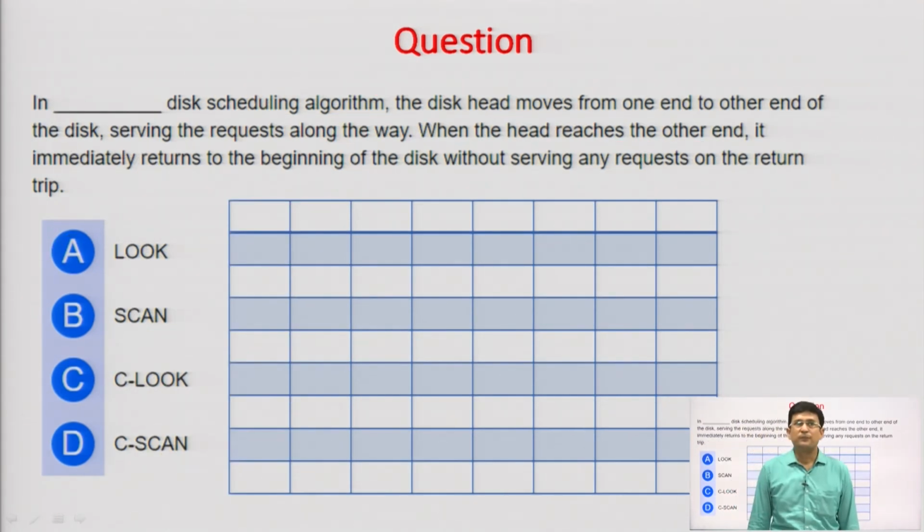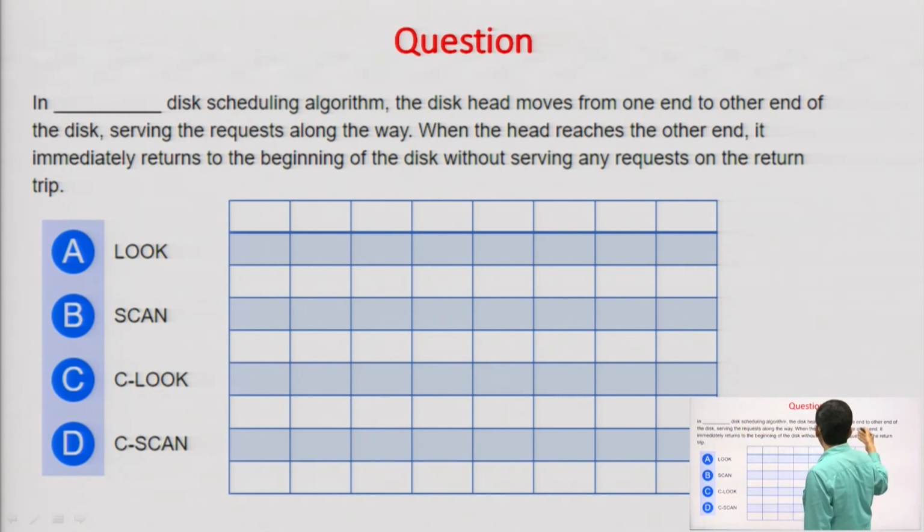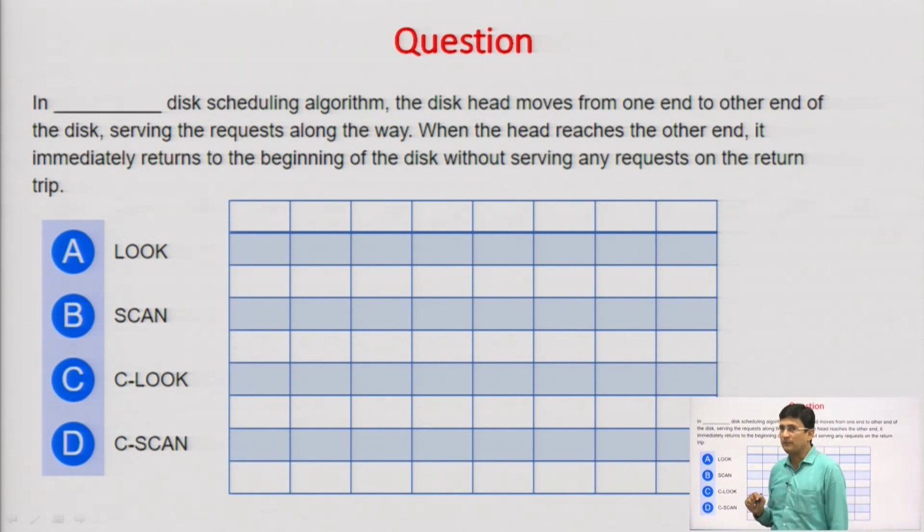Then let us take this question. This is actually a theoretical question that you have to answer according to the logic that you have built. In this scheduling algorithm, the disk head moves from one end to the other end, serving the requests along the way. When the head reaches the other end, it immediately returns to the beginning of the disk without serving requests on the return trip. So, the options are LOOK, SCAN, C-LOOK and C-SCAN. It looks like it is returning and not satisfying requests. So, either it will be C-LOOK or C-SCAN.